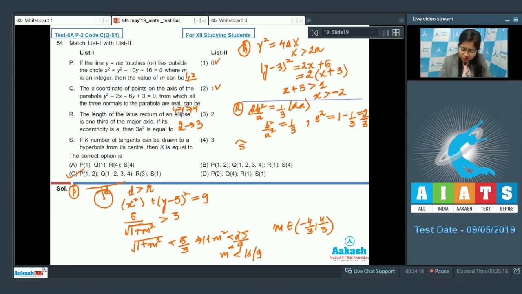Still, let us solve option number S, which says that if k number of tangents can be drawn to a hyperbola from its center, then k is equal to, it's very simple, from the center of the hyperbola we cannot draw even one tangent. So the value of k will be equal to 0. So the answer will be option number 1.